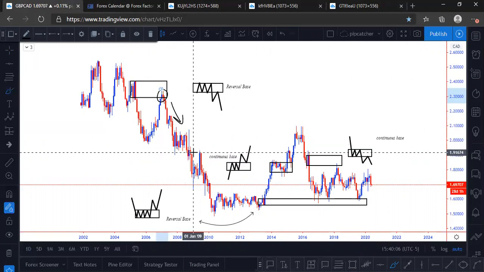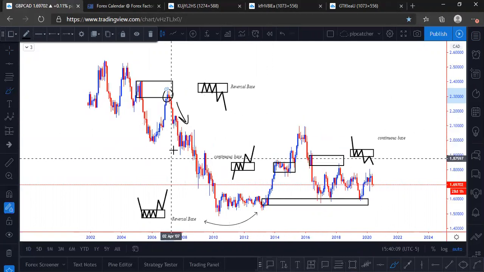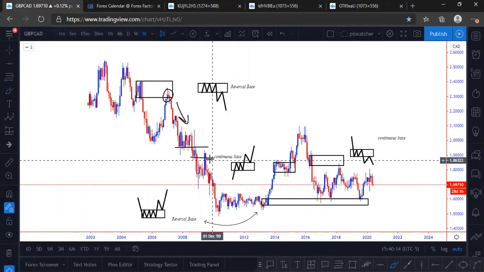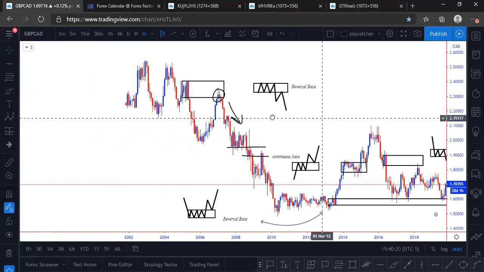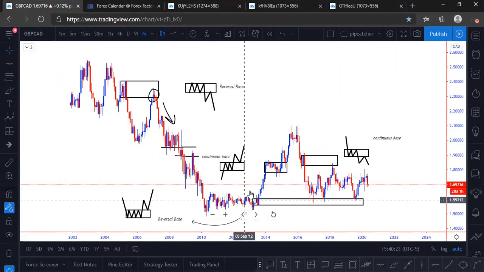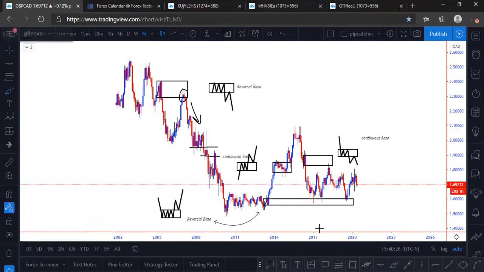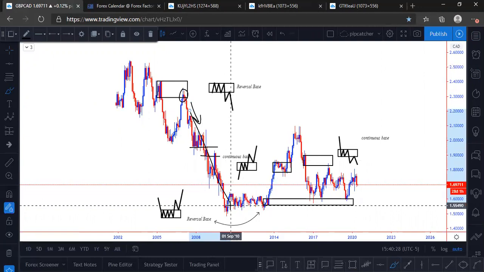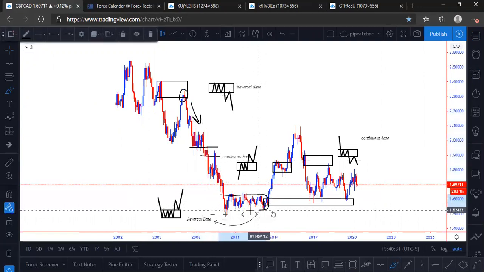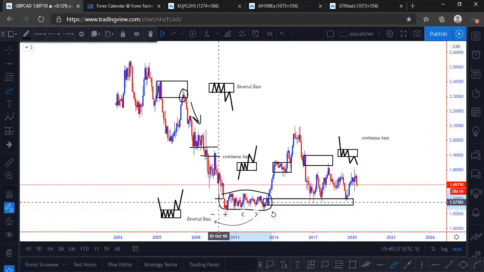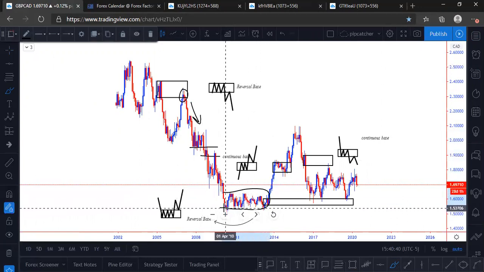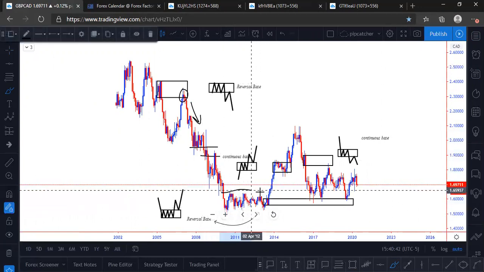Now, another one, right? You could say there's continuous bases right here. Now another reversal base all the way at the bottom here. So we see price had traded all the way down and completely flatlined right in here, right? Completely flatlined. So why did it do that? What is it doing that for? It's thinking of reversing in price, reversing in sentiment.